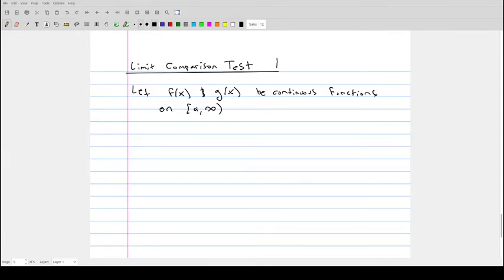Again, I just want to point out that we're doing this limit comparison test for improper integrals of type 1, subtype 1. But the idea is that all of these tests apply regardless of the type of improper integral. We can go through and restate these tests using an improper integral of any type, which is very cool.